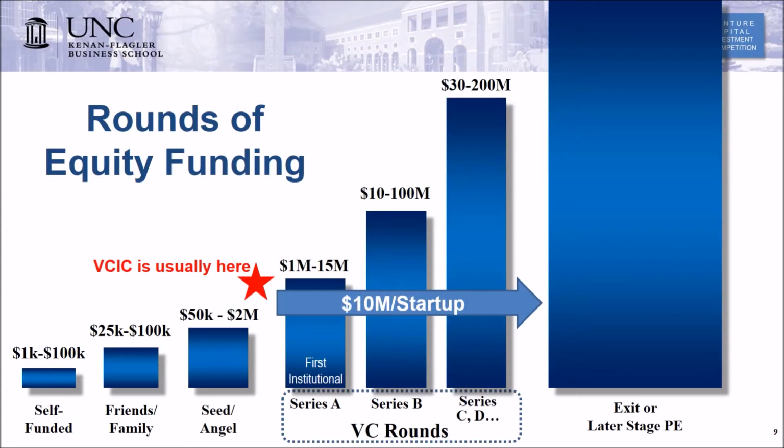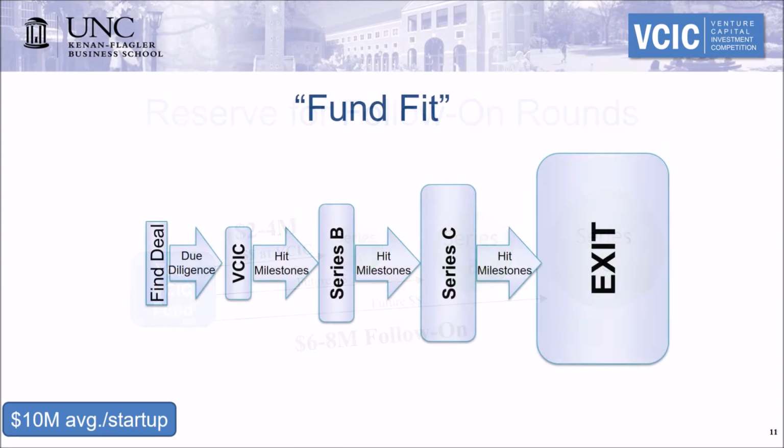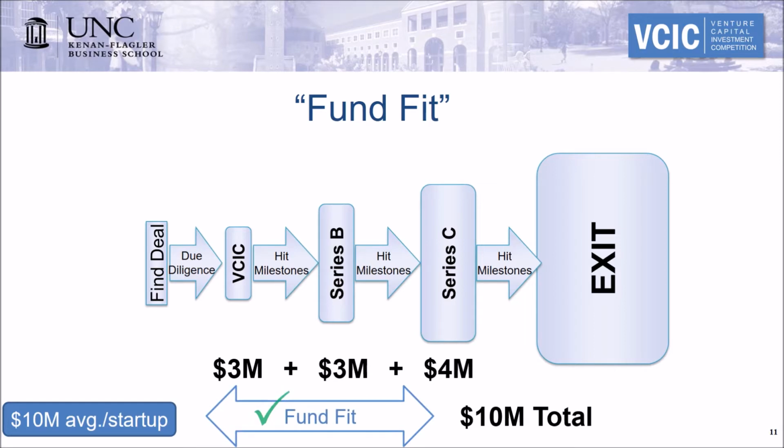This is a very important point. VCs are typically planning to invest across several rounds before exit. This means that our $10 million average needs to be spread across however many rounds we think this startup will need before exit. Hence, we only have $2 to $4 million to invest in the VCIC round, reserving another $6 to $8 million for follow-on rounds. If your team thinks a startup needs 2 more rounds after VCIC, for example, you might set it up like this.